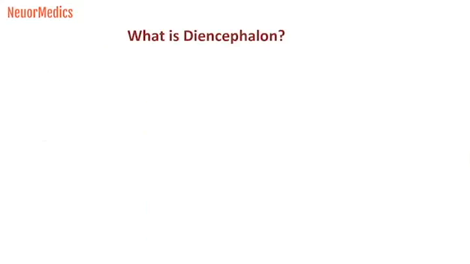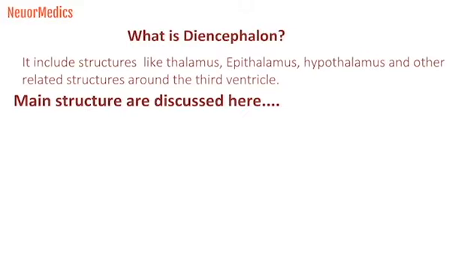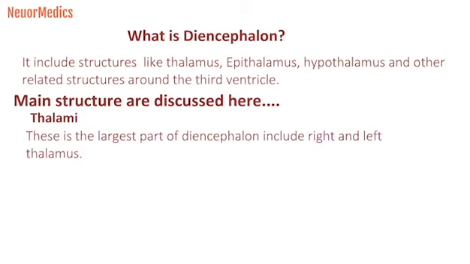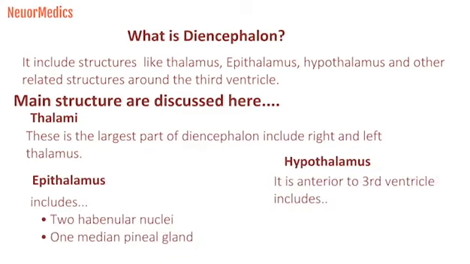Now I'll sum up all the information of the diencephalon. The diencephalon includes structures like the thalamus, epithalamus, hypothalamus, and other related structures around the third ventricle. And here we will discuss only the main structures of the diencephalon. Let's come to the thalami. These are the largest part of the diencephalon and include the right and left thalamus that lie right and left of the third ventricle.